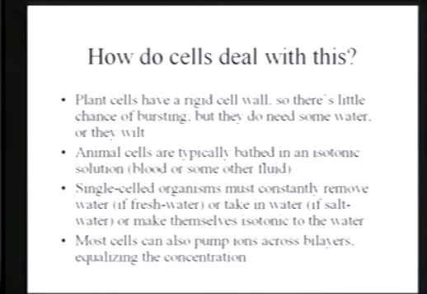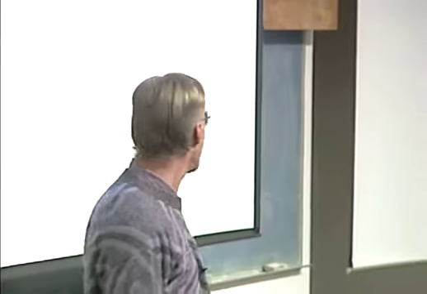Most cells can also pump ions. They can move sodium, potassium, and chloride ions across the bilayer so they can equalize ion concentrations instead of having to deal with water. That's one way to do it. If you can't deal with the water flowing across, you do the next best thing. You move ions across until the ion concentrations are equal. And at that point, you're okay.